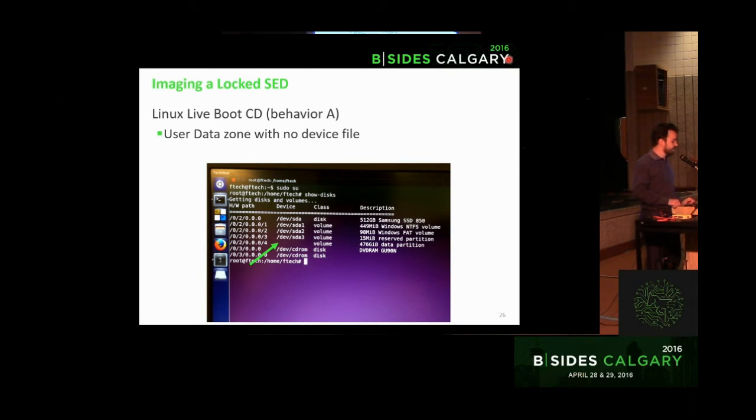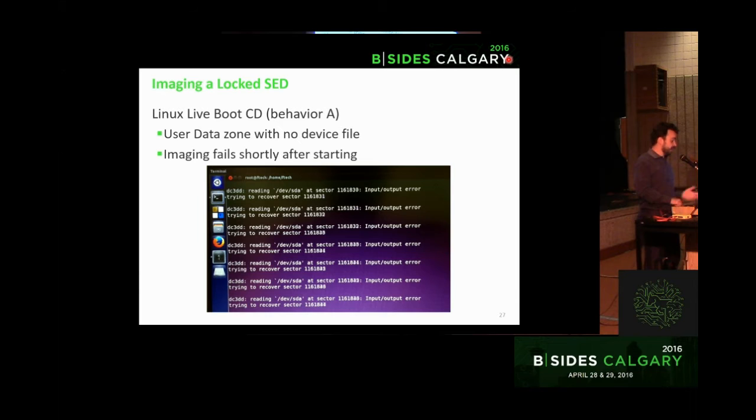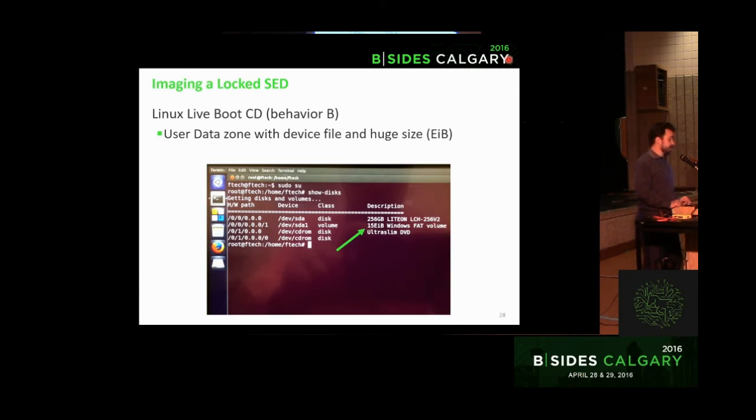There are some cases in which the device file will just not be present. The drive that we were expecting here would have been SDA dev 4, and it's not even there. If you're trying to image it, you're just going to get some errors with DD. There's other cases where you will see a file there, a device file, but it's pretty huge. This one is 15 exabytes. An exabyte is 1 million terabytes. So good luck imaging that.